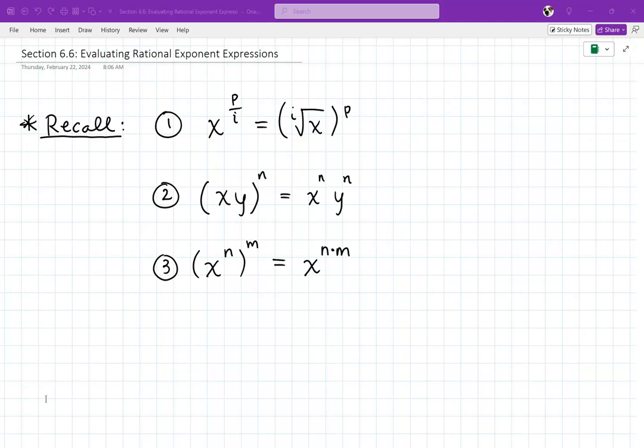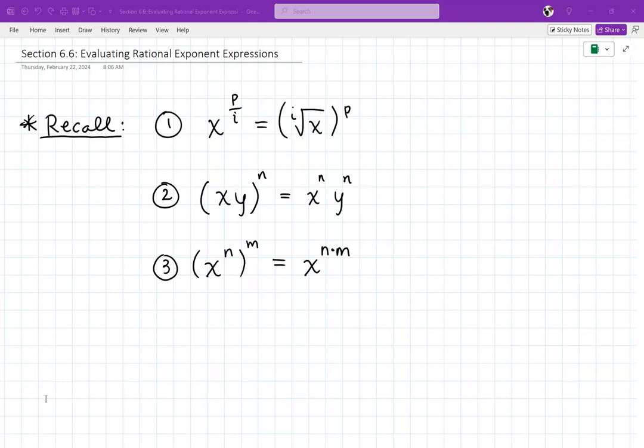The second thing, xy to the n. In algebra 1, you use the power of a product. That's what it's called, okay? Xy to the n basically says if you're multiplying two things inside of the parenthesis and you raise it to a power, then you can give that power to both things. So in other words, x to the n times y to the n. You can distribute that power.